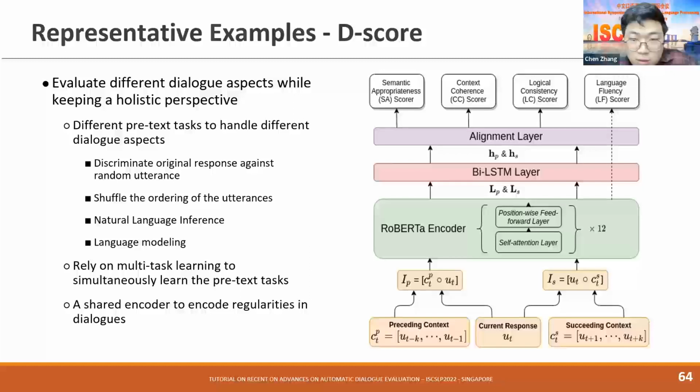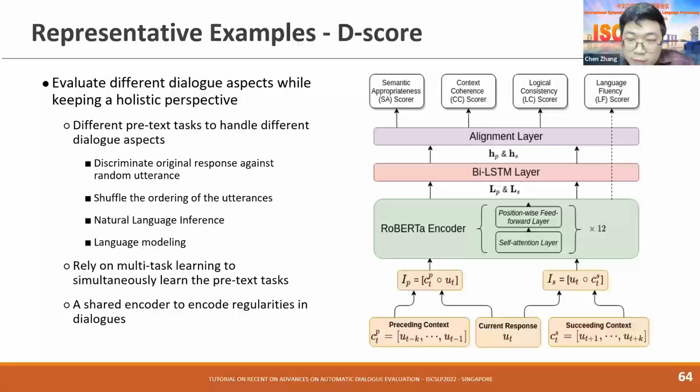Since this metric is similar to the other metrics, it is based on self-supervised learning, so we don't use human annotation to train this model. We need to design different pretext tasks to handle each dialogue aspect. The first pretext task is to discriminate the original response against a random utterance, which is similar to what the previous metrics are doing. This kind of pretext task aims to capture the response relevance, or whether the response is appropriate with respect to the context.